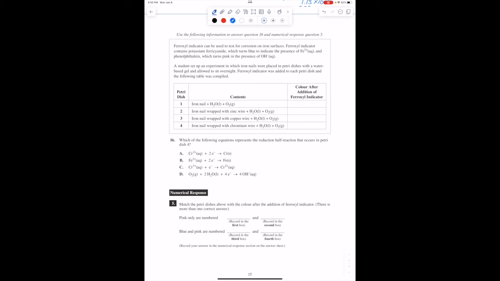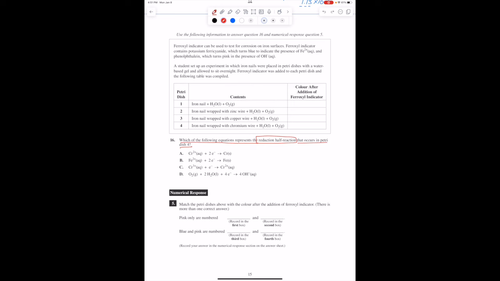Okay, here we go, number 16. Let's go back to red. Which of the following equations represents the reduction half reaction that occurs in Petri dish 4? Ooh. So when I read that, I'm like, oh boy, I gotta do more reading here. So let's go do some reading. Right now I'm looking here, but that doesn't really help me understand anything yet. So unfortunately, now I gotta go read everything.